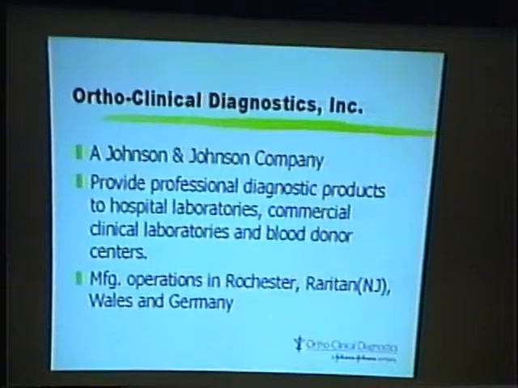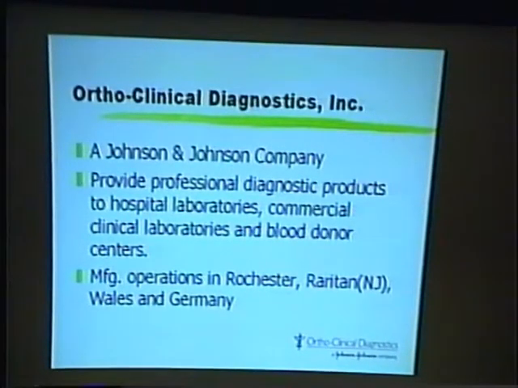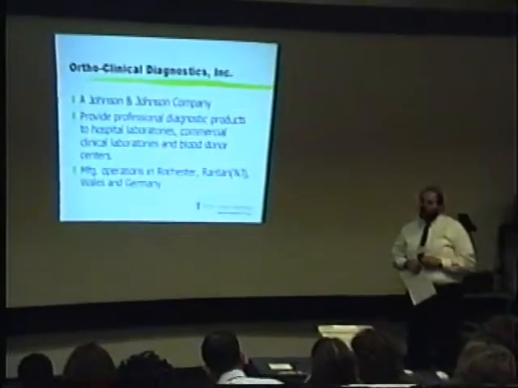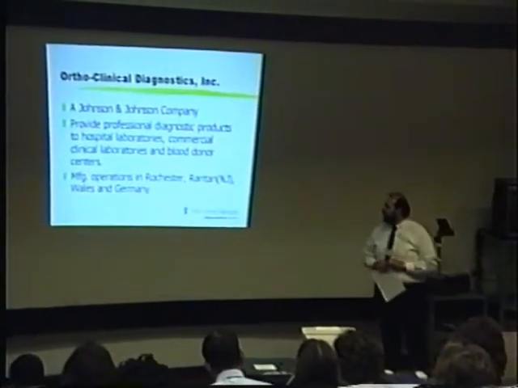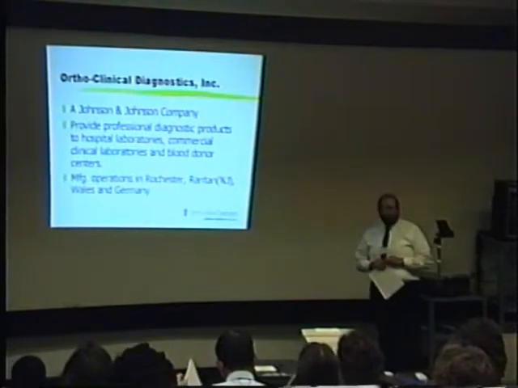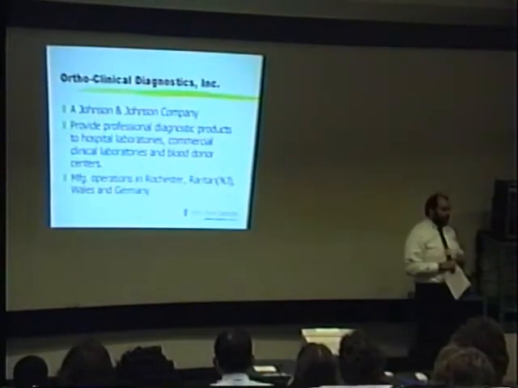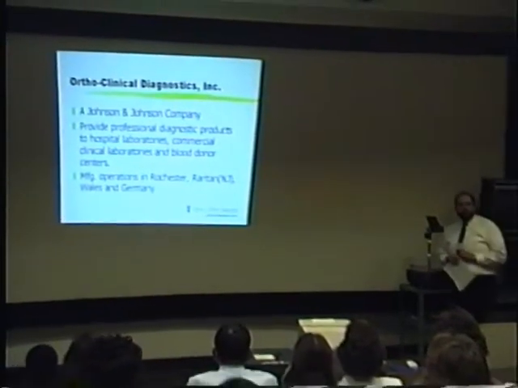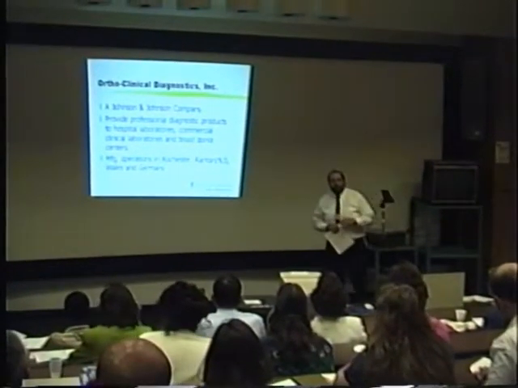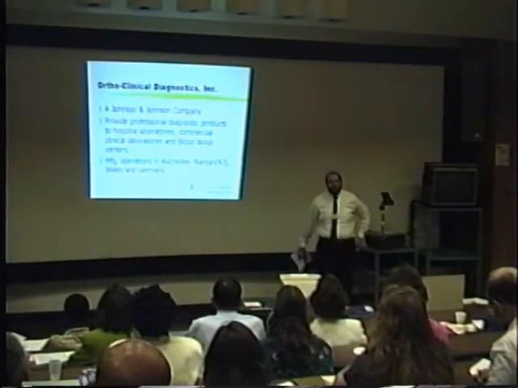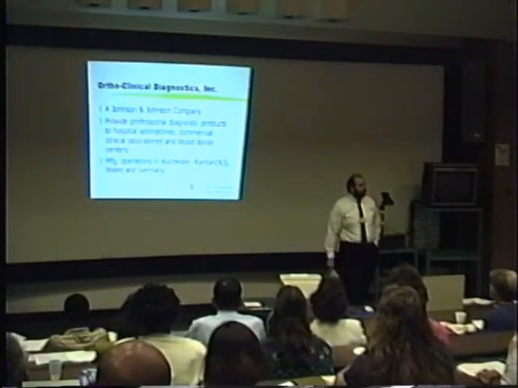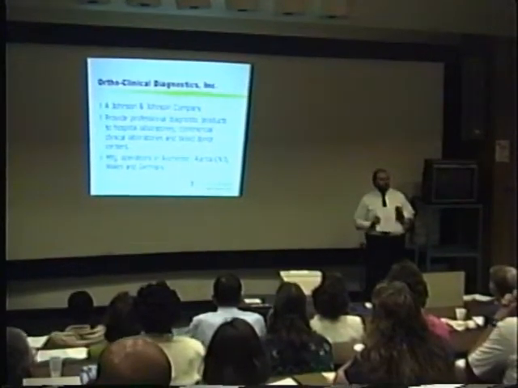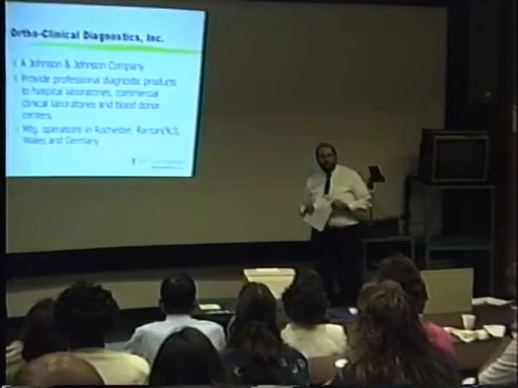We are a Johnson & Johnson company. We're one of about 168 Johnson & Johnson companies. We provide professional diagnostic products to hospitals, labs, blood donor centers. We have manufacturing operations here in Rochester, New York, and also in Raritan, in the UK, and also Germany. The focus here in Rochester was formerly a division of the Eastman Kodak Company, and we were purchased by Johnson & Johnson about 3.5 years ago, and then later last year we were merged with another Johnson & Johnson company.